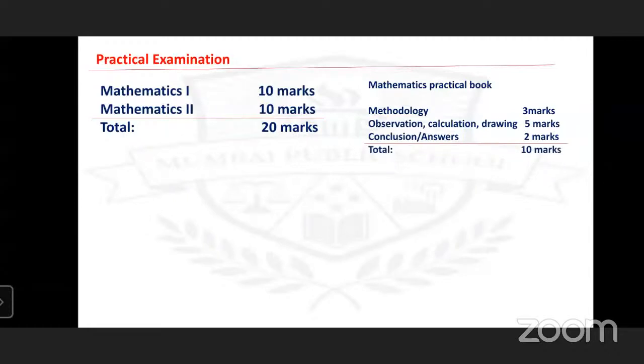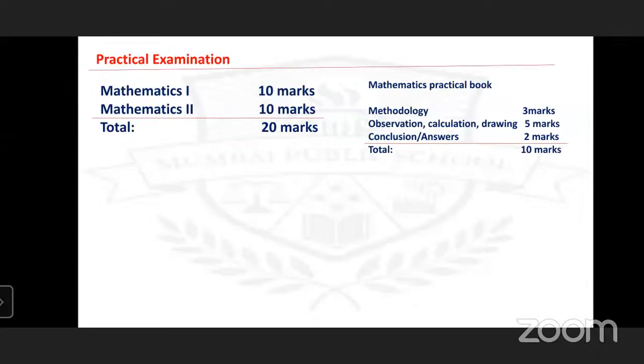See in the next slide, practical examination. Practical examination is conducted for 10 marks in maths 1 and 10 marks in maths 2. That means 10 plus 10 is equal to 20 marks. The distribution of marks for practical is like this: your journal book and methodology is of 3 marks, observation, calculation, drawing is of 5 marks, and conclusion answer 2 marks. That is equal to 10 marks. This 10 marks is from maths 1 and 10 marks is from maths 2.